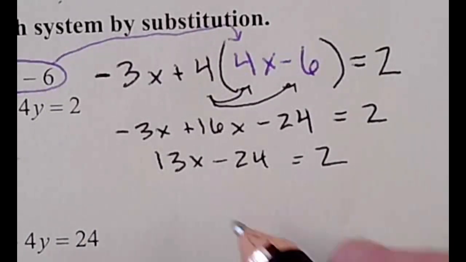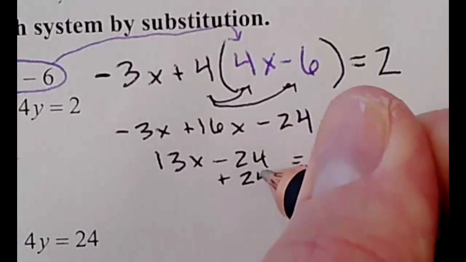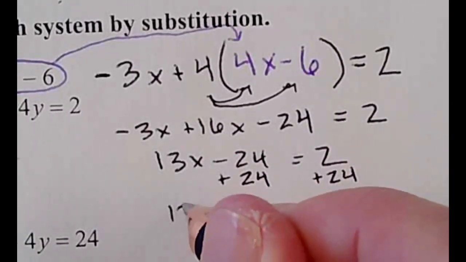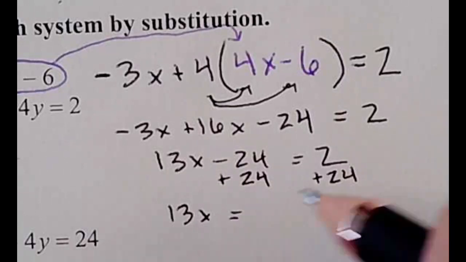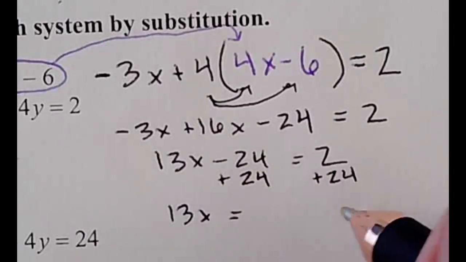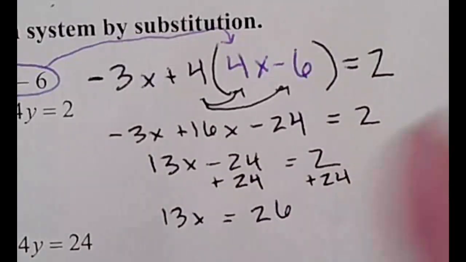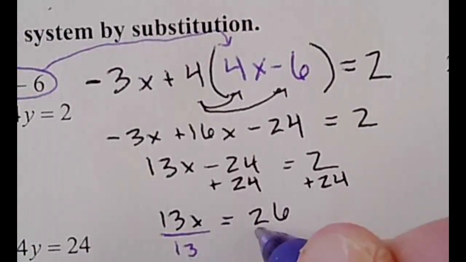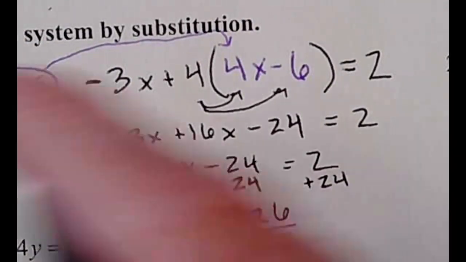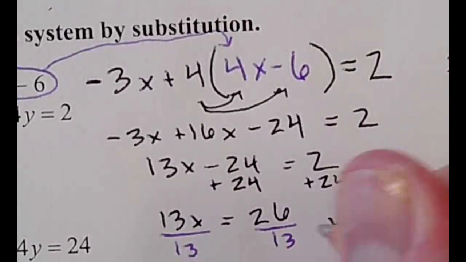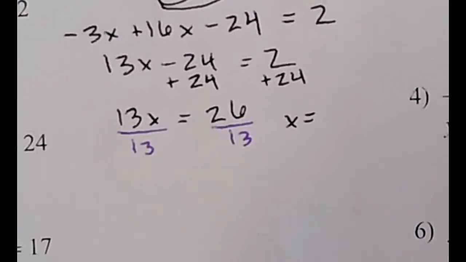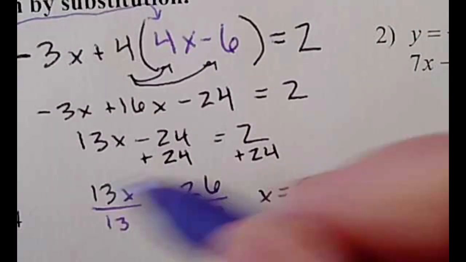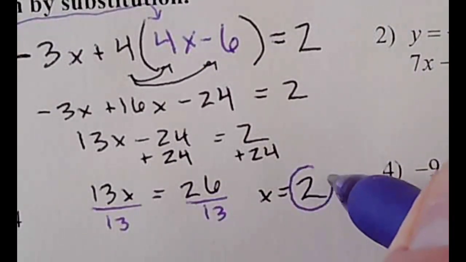Then I add 24 to both sides to isolate the variable, or begin to anyway. Then I get 13x equals 26, which is 24 plus 2. To find x at the end there, I divide both sides by the coefficient of 13, and I get x equals 2, because 26 divided by 13 is 2. So now I've found one of the variables.